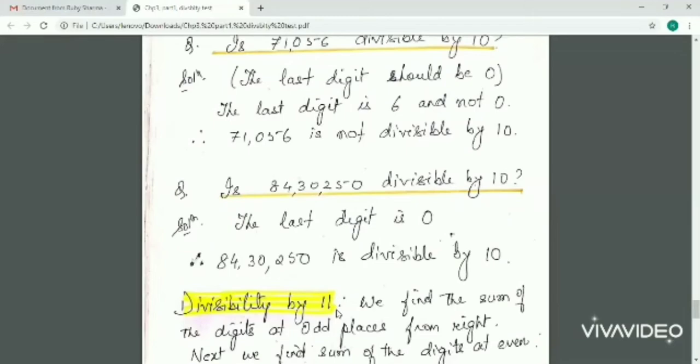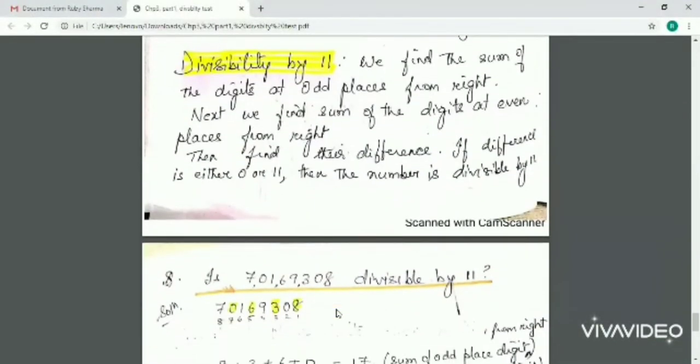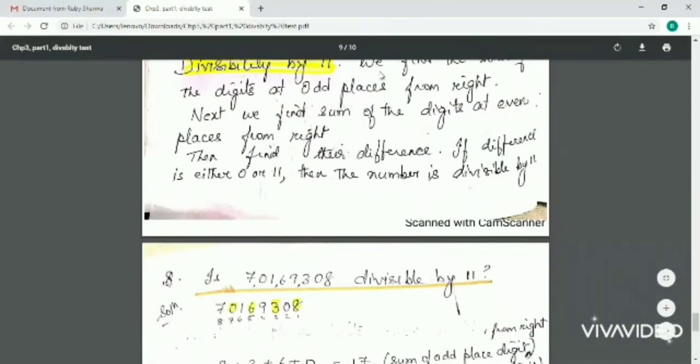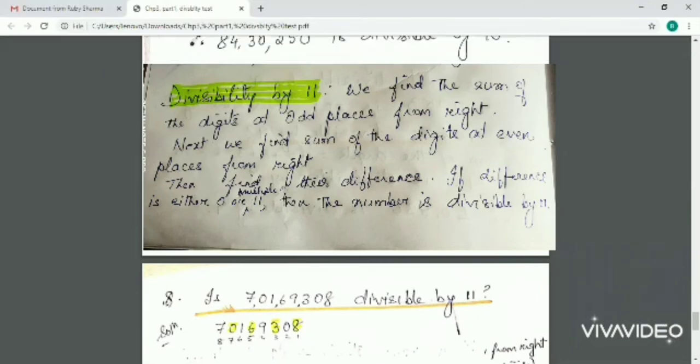For divisibility by 11, now this is new to you, so please see what I've written here. I have not given you the definition in one line, I've just written it in steps. We find the sum of the digits at odd places from right. Next we find the sum of the digits at even places from right. Then we find their difference. If the difference is either 0 or a multiple of 11, then the number is said to be divisible by 11.